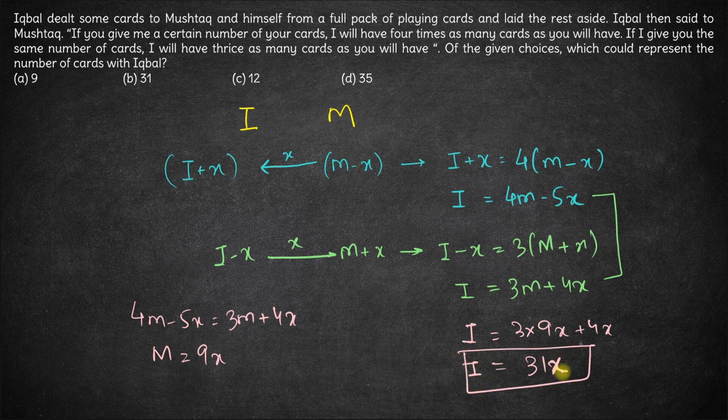Now since X will be an integer, the number of cards being transferred must be an integer. That means I, the number of cards with Iqbal, must be a multiple of 31. It is 31 into X. So the number of cards with Iqbal must be a multiple of 31. And in the options, the only multiple of 31 is option B. So option B is the correct answer here.